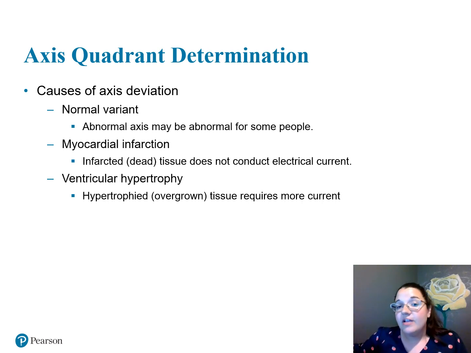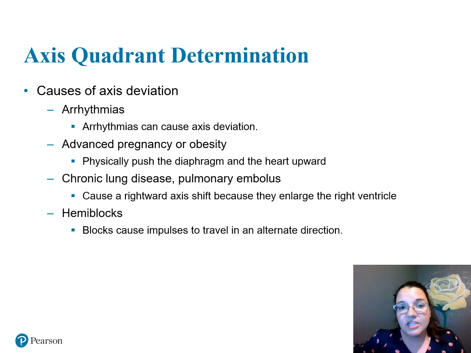Ventricular hypertrophy can cause an axis deviation. Arrhythmias can cause axis deviation. Remember, what is an arrhythmia? An abnormal rhythm. Advanced pregnancy and obesity can cause it because the stomach is physically pushing the diaphragm up, causing an upward axis. Chronic lung disease and pulmonary embolus, it is a rightward shift because they enlarge the right ventricle. Hemiblocks can also cause an axis deviation, and this is impulses that travel in alternate direction.